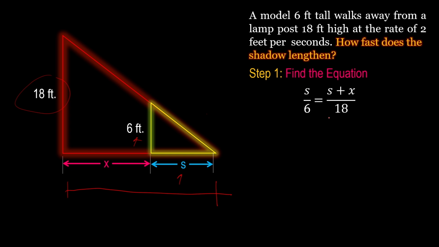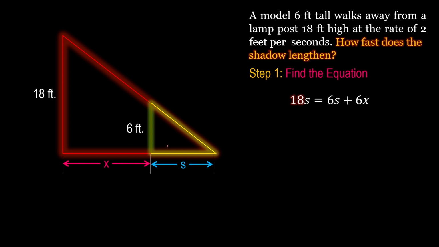Now, we'll just simplify this equation further. So what we need to do is to multiply 18 to s and 6 to s and x. So we will cross multiply them. So we'll get this equation: 18s is equal to 6s plus 6x. Now, we will combine similar terms. So we transpose 6s to the right side of the equation, and then we'll have 18s minus 6s is equal to 6x. Now, carrying out the operation, we have 18s minus 6s, we'll have 12s, then that is equal to 6x. Now, this is our answer for step number 1.